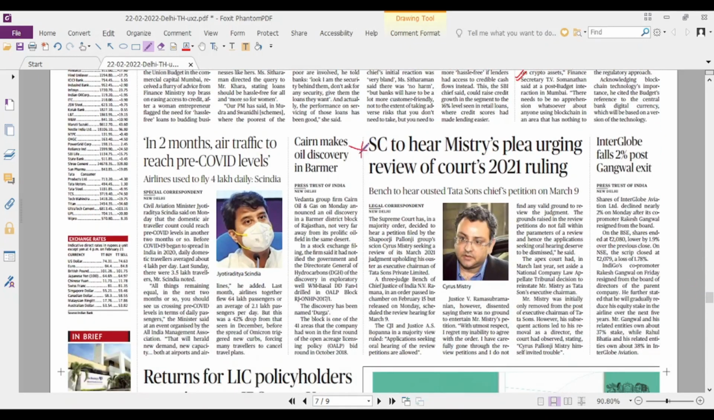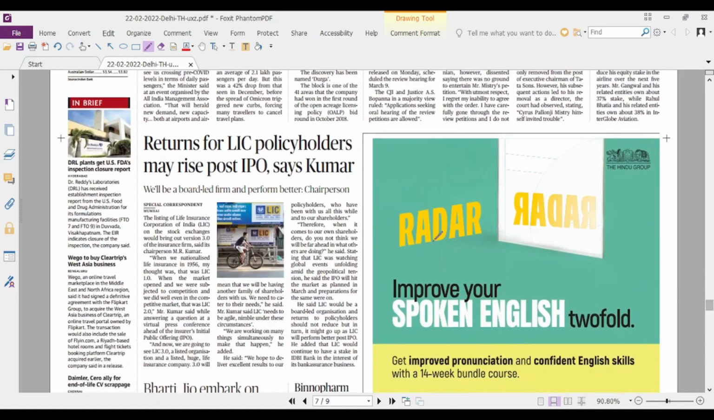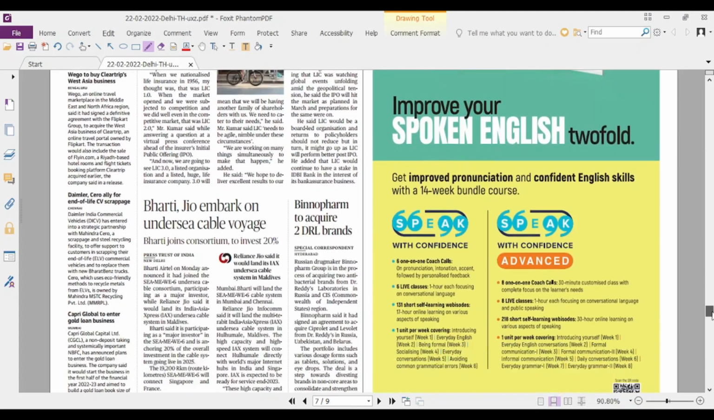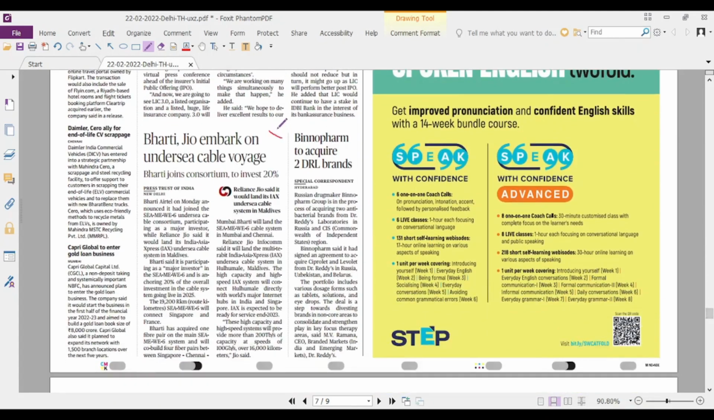And all this news related to the individual companies can be skipped. We have discussed the concepts related to the LIC IPO, so you can skip the news. No need to read the news related to Airtel.